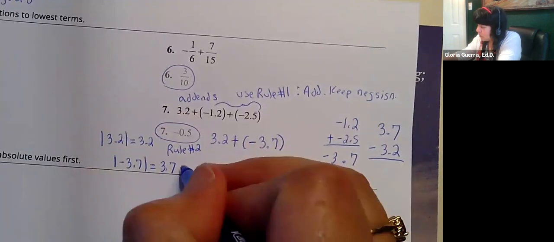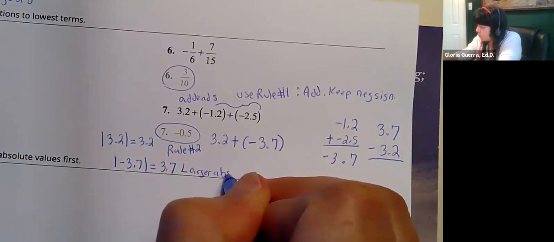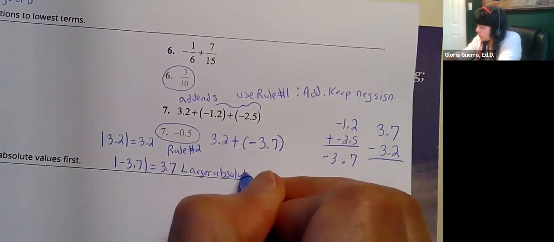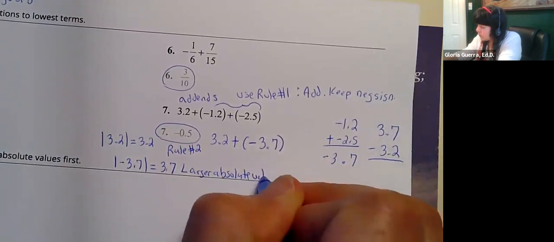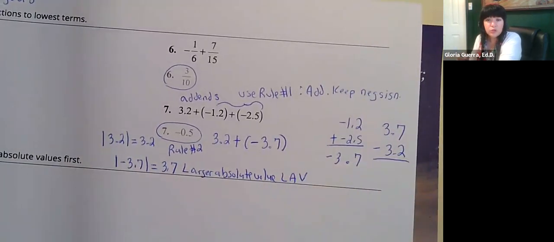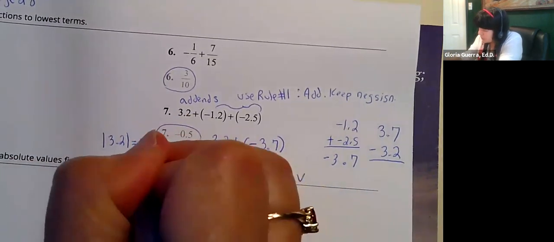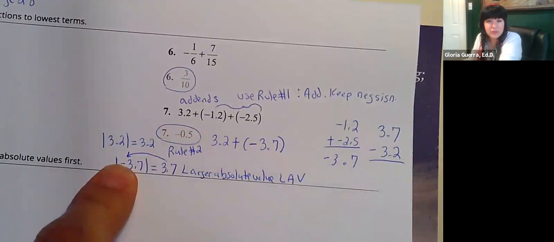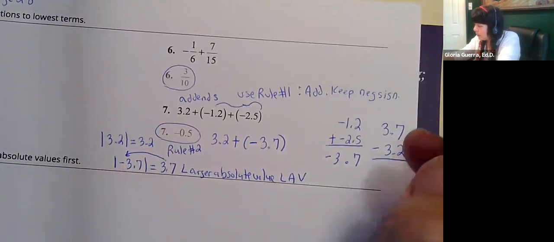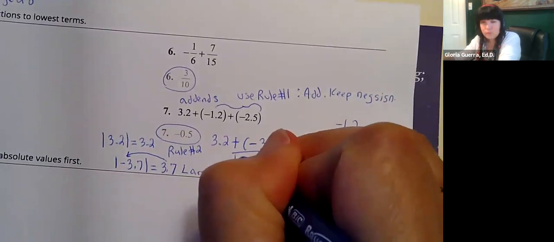This is what I call LAV, larger absolute value. Sometimes in my notes, you'll see me write LAV for larger absolute value. This one's bigger. And if you backtrack to its sign, pay attention to its sign. Was it positive or negative? See how it was negative to begin with? That means that our answer is going to be negative, okay?